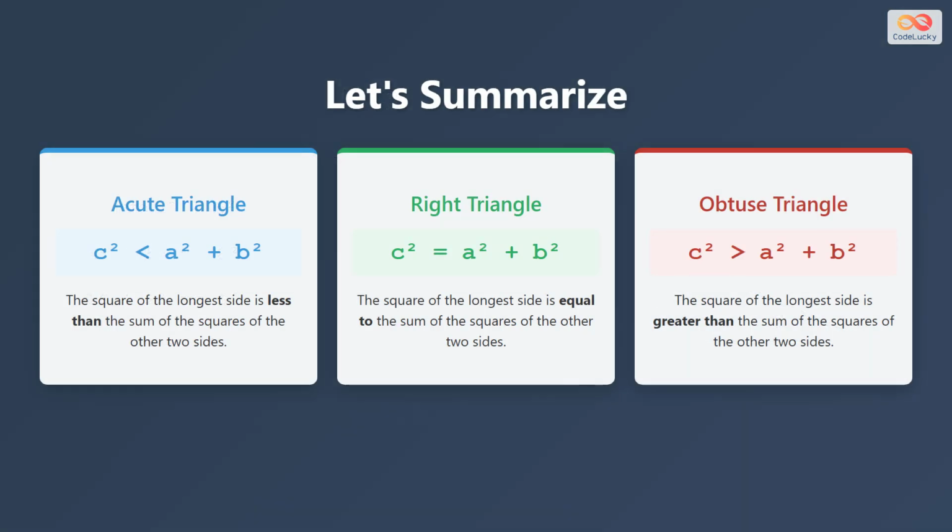To quickly review, if c squared is less than a squared plus b squared, the triangle is acute. If c squared is equal to a squared plus b squared, the triangle is a right triangle. And if c squared is greater than a squared plus b squared, the triangle is obtuse.